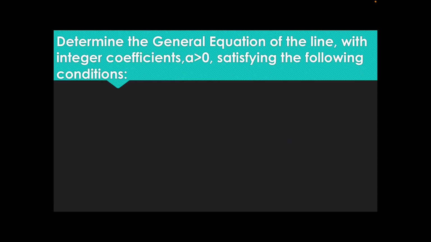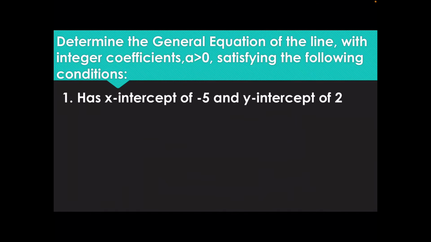So let us have the following questions. Determine the general equation of the line with integer coefficients. Here, a is greater than 0, meaning a is positive, satisfying the following conditions. Question number 1: has x-intercept of -5 and y-intercept of 2. Okay, so how do we do that?